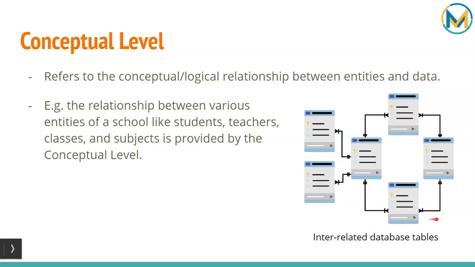It explains the concept of the data or the relations formed between different types of data and entities. So like the example, as I said, students, teachers, classes and subjects all are related to each other. In this diagram, each of these boxes is one database table and they are related to each other in some way. These connections or this connectivity or relations between different tables is called the conceptual level.